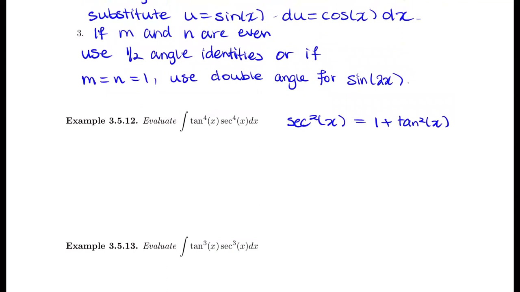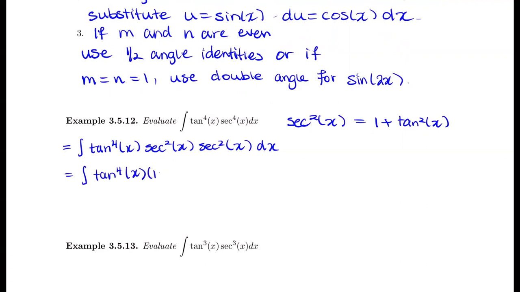So I'm going to break up the secant to the fourth of x. So we have the integral of tan to the fourth of x, we have a secant squared of x, and we also have a secant squared of x here, and dx. So I'm going to make the substitution here. So we have the integral of tan to the fourth of x, we have 1 plus tan squared of x, and then we also have a secant squared of x dx.